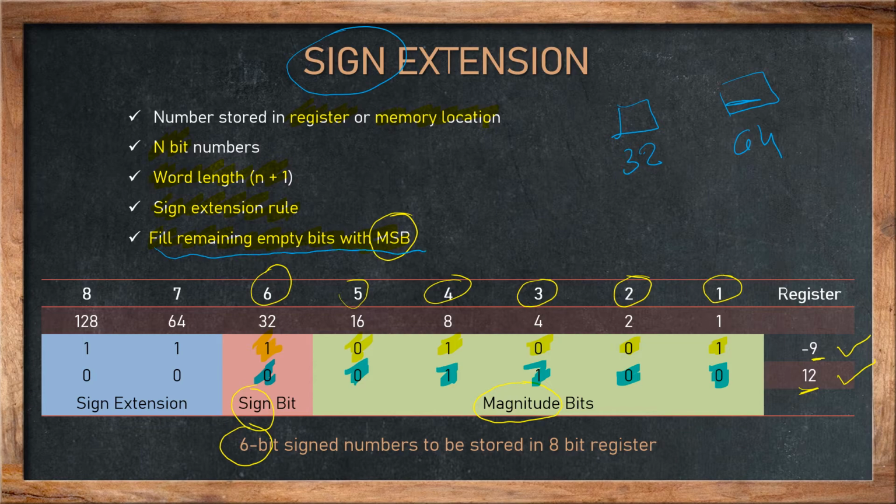So what is your MSB? Your MSB for -9 is 1, and for 12 it is 0. So simply fill all the remaining empty fields with the MSB, that is, the sign bit. So here we have 0 0 and here we have 1 1. So this is about the sign extension.